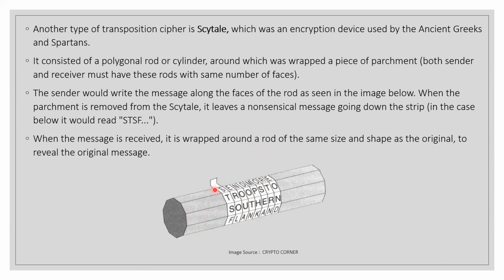If I remove this ribbon from this polygonal rod, I'll read the message ST, SF, and so on, which makes no sense to us. In order to decrypt this message, we need to wrap this piece of ribbon around a polygonal rod of the same shape and size that was used by the sender to encrypt it. So this was the Scytale, and it was one of the first uses of tools in cryptography.